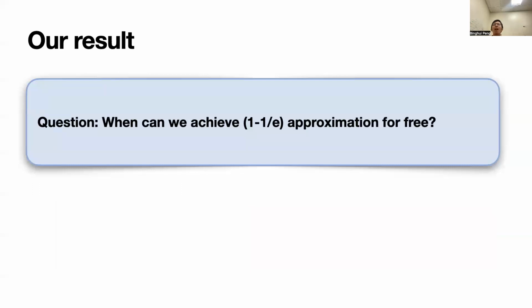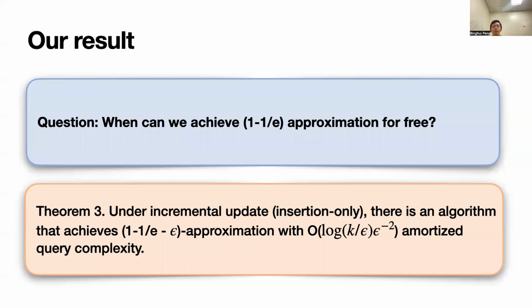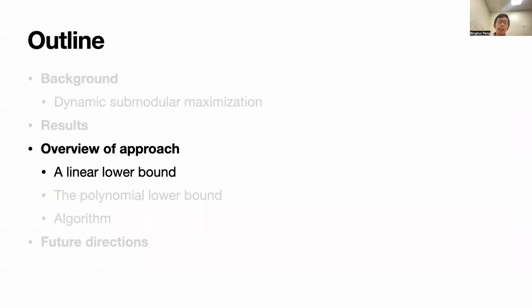The next question we want to ask is, when can we achieve 1-1/e approximation for free? Here, meaning we want to design algorithms that achieve 1-1/e approximation with only polylogarithmic overhead. What we managed to show is that under incremental updates, or insertion-only updates, where you only insert ground set elements but do not delete them, there is a simple algorithm that achieves 1-1/e approximation with only polylogarithmic amortized query complexity. And I want to mention this insertion-only model is quite natural in the application domain because, for example, in the data subset selection problem, you just grow your data set, and it is very rare that you want to delete your data.